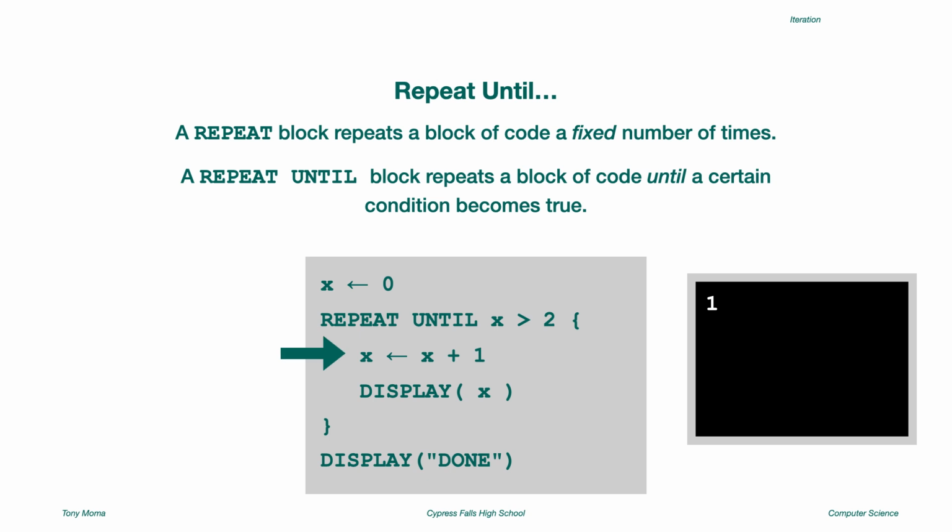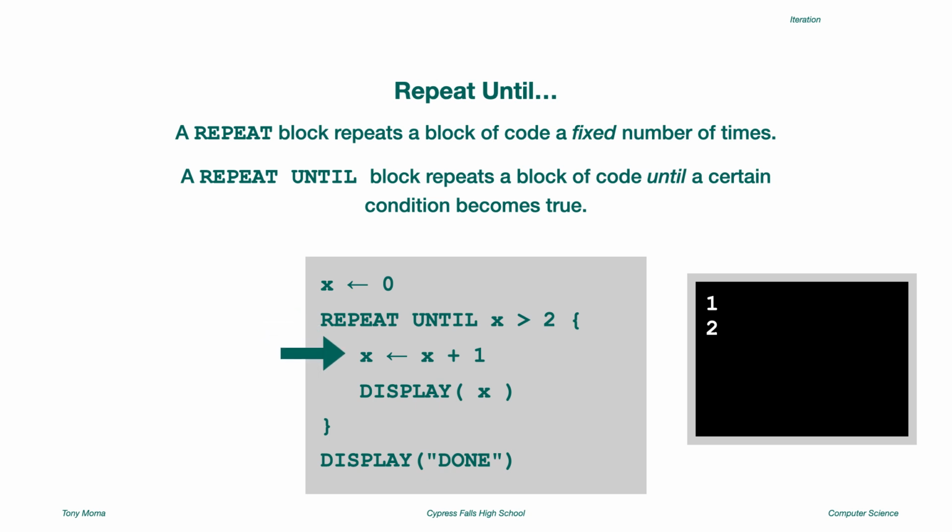We increase x by 1 once again. Then we display the value of x. Now x is equal to 2, so 2 gets displayed. We go back to the top. We evaluate the condition. X currently equals 2, and 2 is not greater than 2, so the condition is once again false. We go back inside the repeat block.